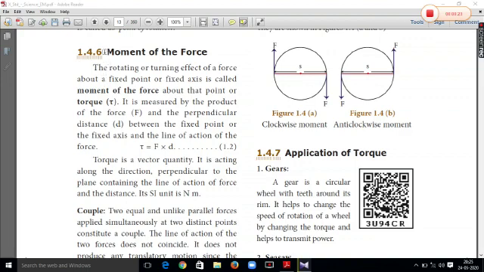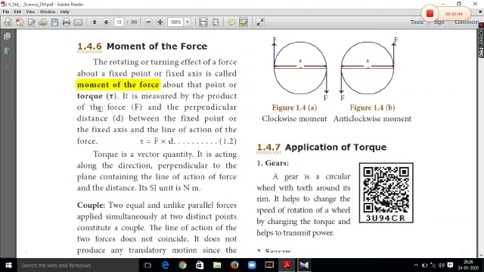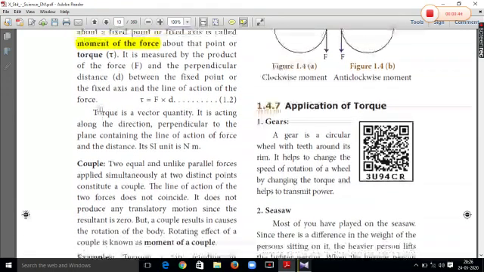Now let us recall the previous class portions. Moment of force. What is the meaning of moment of force? The moment of a force is a measure of its ability to cause rotation. The rotating or turning effect of a force about a fixed point or fixed axis is called moment of the force. It is measured by the product of force and the perpendicular distance.